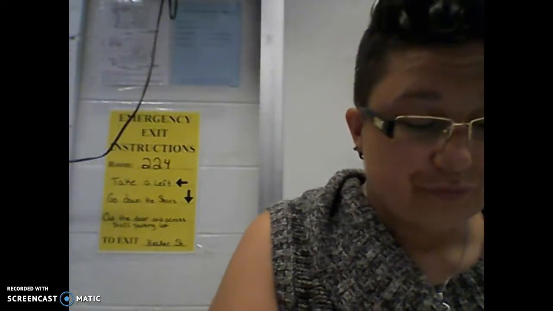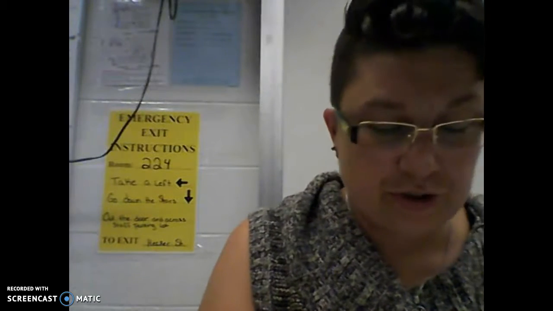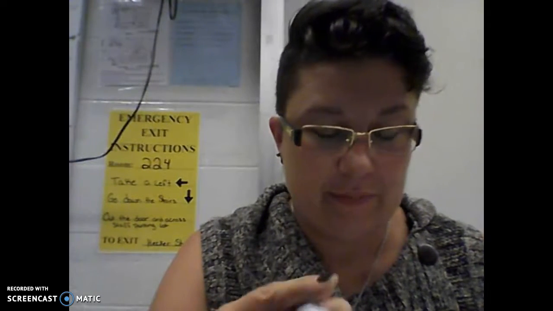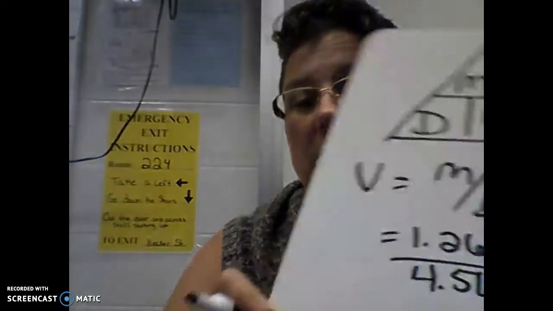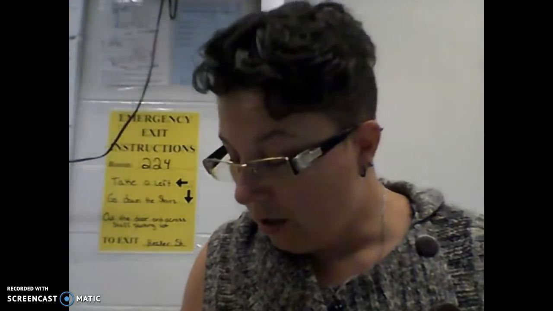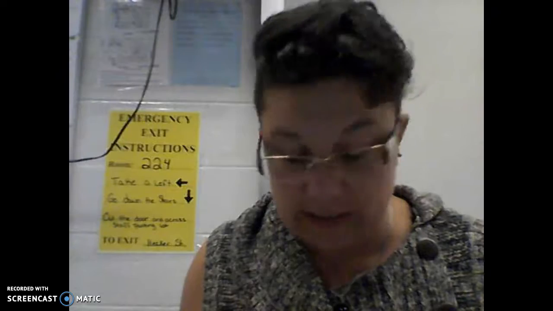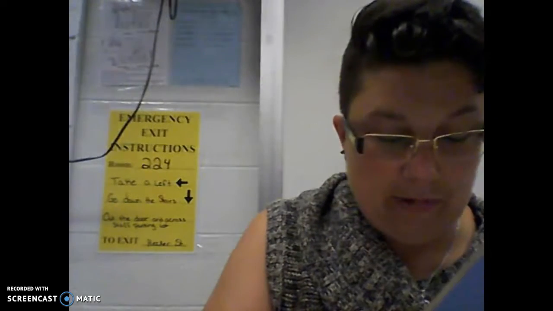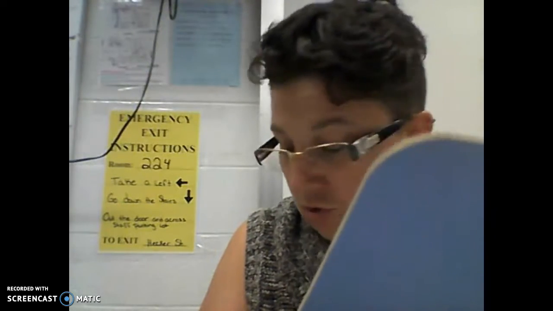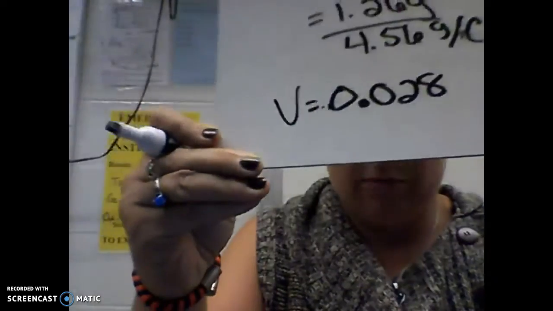We mass it out. Mass is like 1.26 grams. We know the density because we looked up the density of paper, and let's say the density of paper is like 4.56 grams per centimeter cubed, because it's a regular object. So this is what it would look like. Take out your calculator, and then you're going to find it. 1.26 divided by 4.56, and my volume would equal 0.028. Make sure you can get these numbers too.